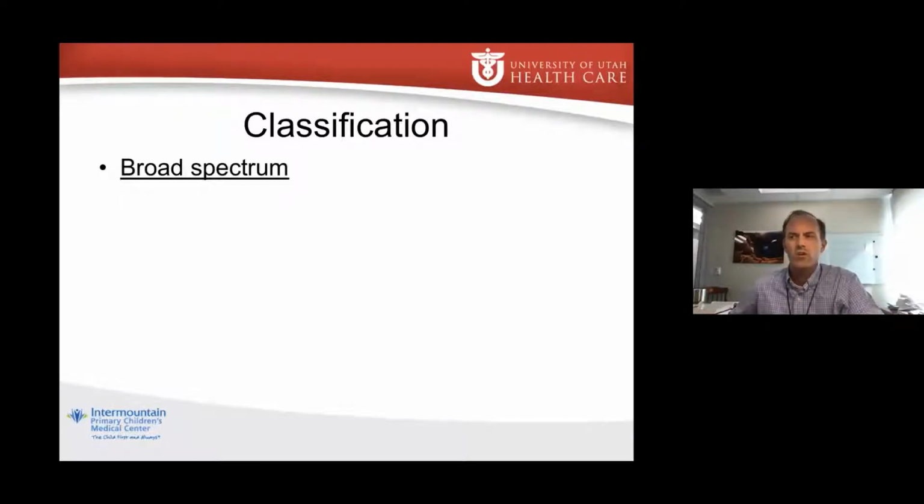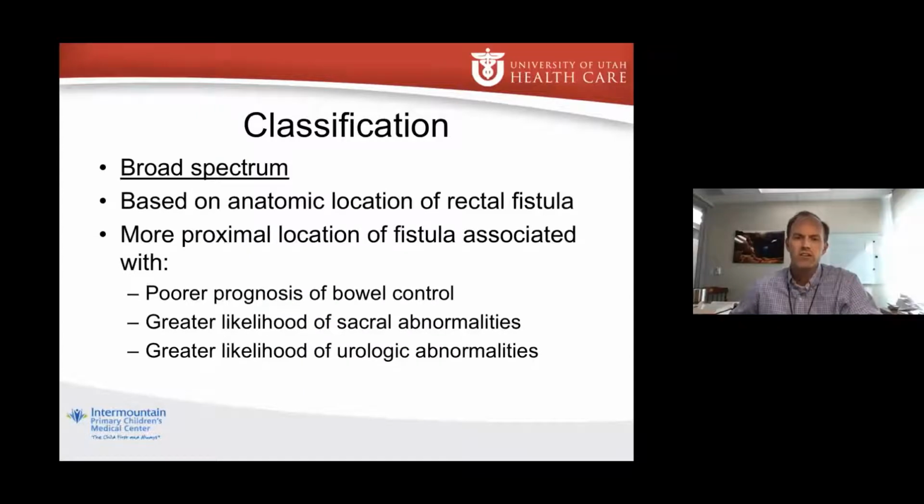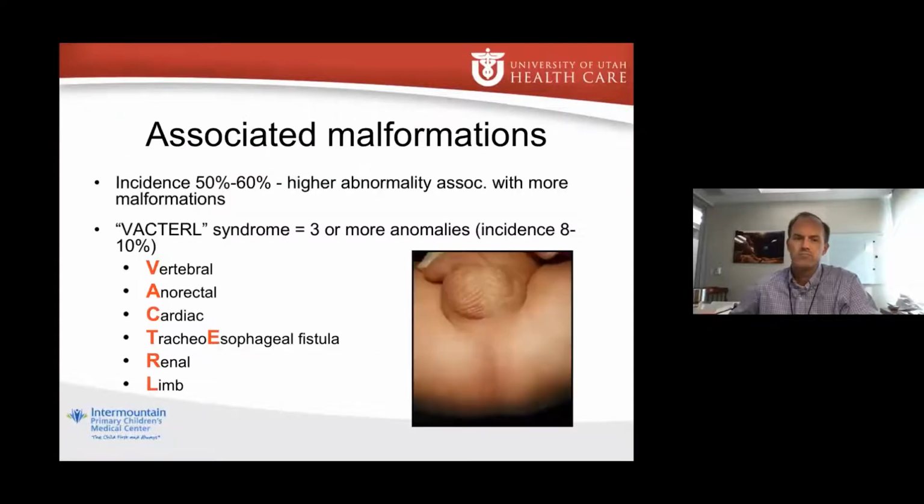It's a historical classification. Again, there's a broad spectrum of these defects. We try to base it on the anatomic location of the rectal fistula. The more proximal the location of the fistula, you're more likely to have poor prognosis in terms of bowel control, a greater likelihood of sacral abnormalities, and a greater likelihood of urologic abnormalities as well.